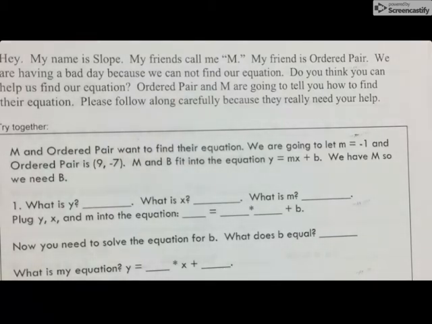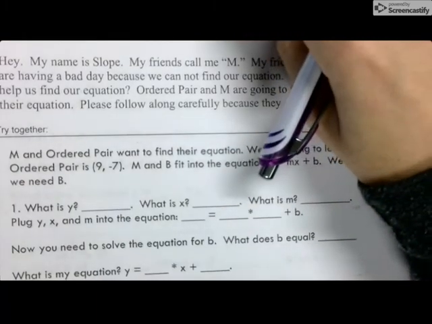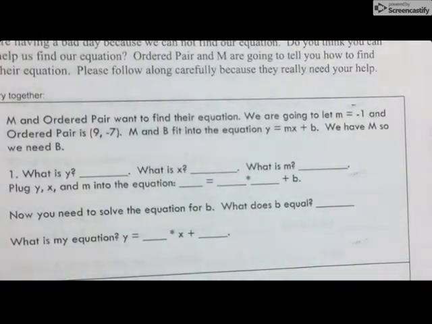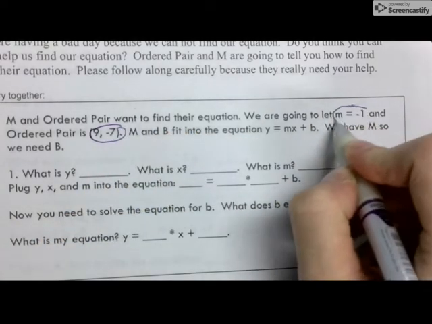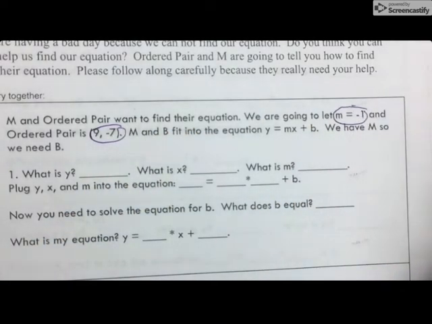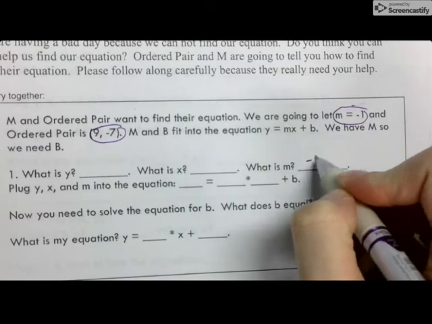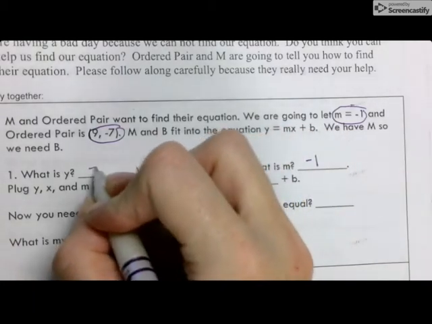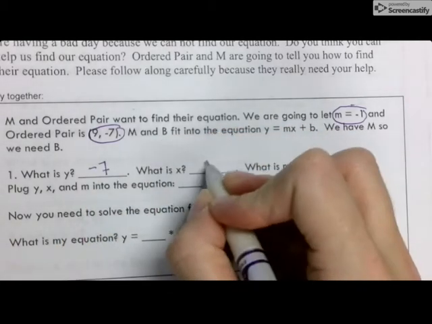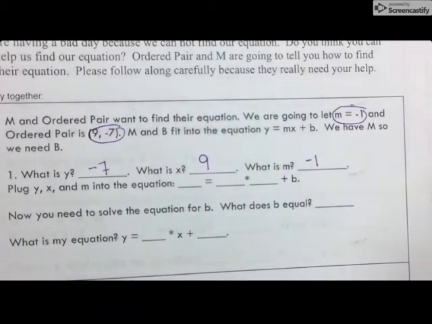So first, we need to figure out what each part is. So we have an ordered pair, and we have M. So M is the easy one. What is y in the ordered pair? Is it the 9 or the -7? -7. What is the x? 9. Then it says plug in y, x, and m into the equation.